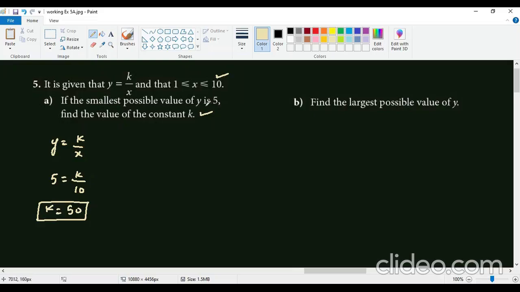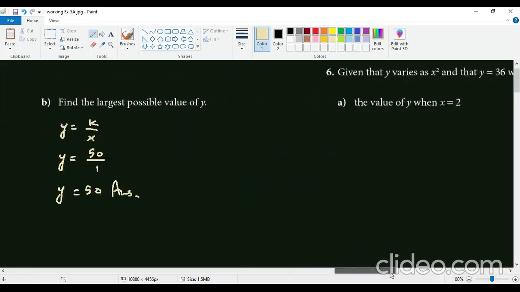Now we need to find the largest possible value of y. That means we need to use the smallest value of x. The formula says y equals k over x. So we can find the value of y as k is 50 and the x value I'm using is 1. So the largest possible value of y is going to be 50, which is your required answer.